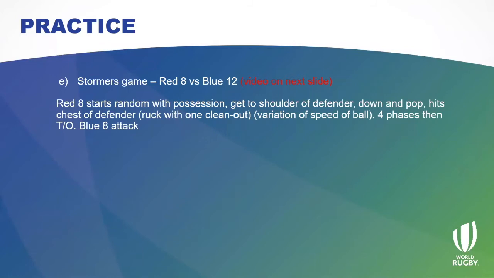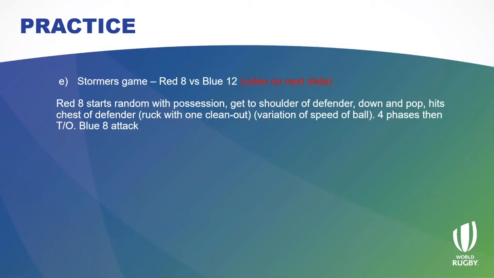The Stormers game, we generally vary the numbers here. And what we try to do is replicate the speed of the game. So it might start off with 8 versus 12 or 8 versus 8, depending on how we want to play. Again, we have 4 phases.